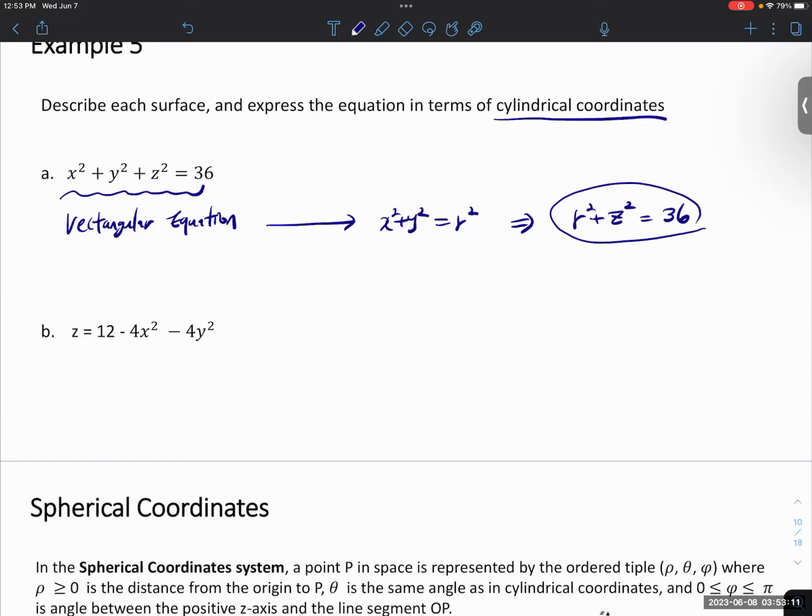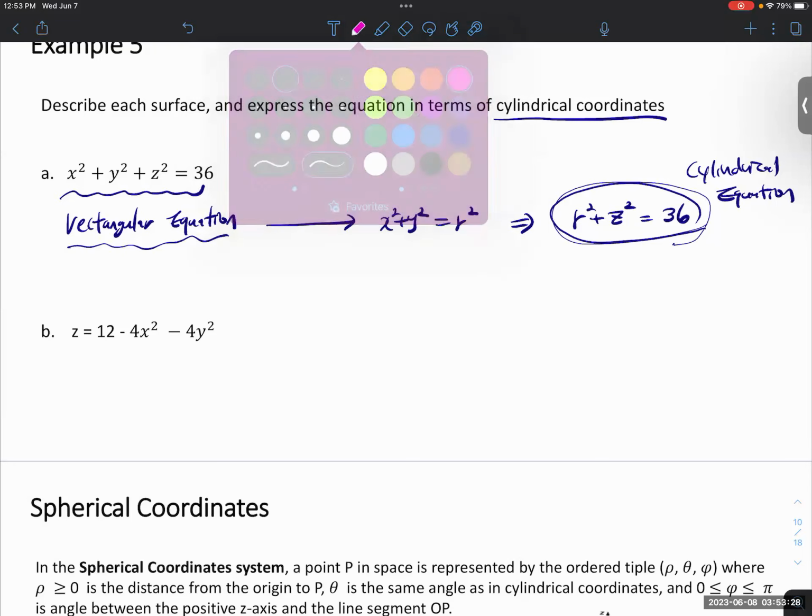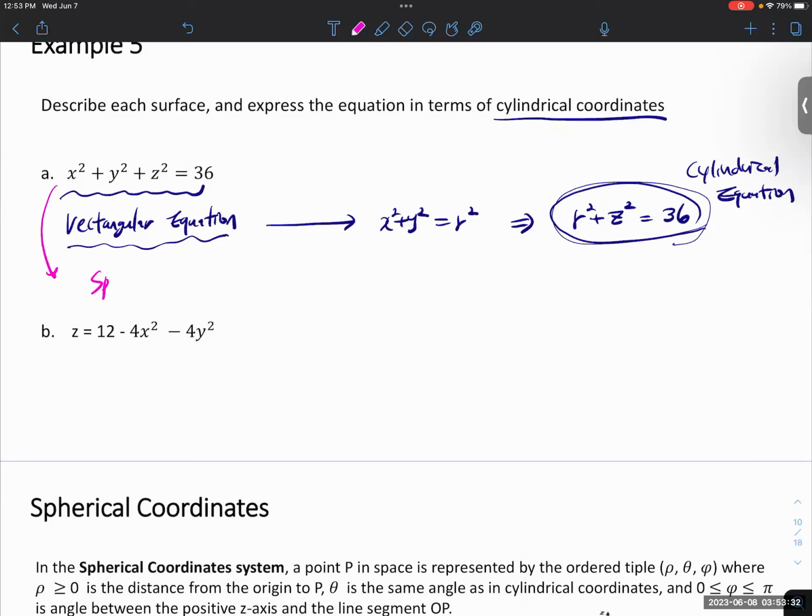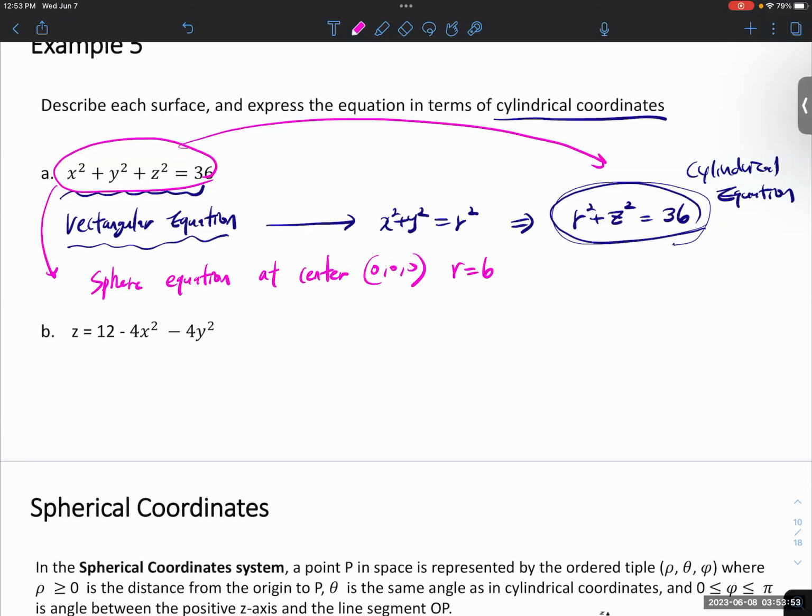Again, this is a cylindrical equation, and it's really difficult to tell what the shape looks like. The rectangular equation is better for thinking about the shape. So we already know, you can think about it, this is a sphere equation where the center is at 0, 0, 0, and the radius is 6. So that's the sphere equation. And this equation is the same as r squared plus z squared equal to 36 in terms of a cylindrical equation. Okay, so you should figure it out back and forth, okay?